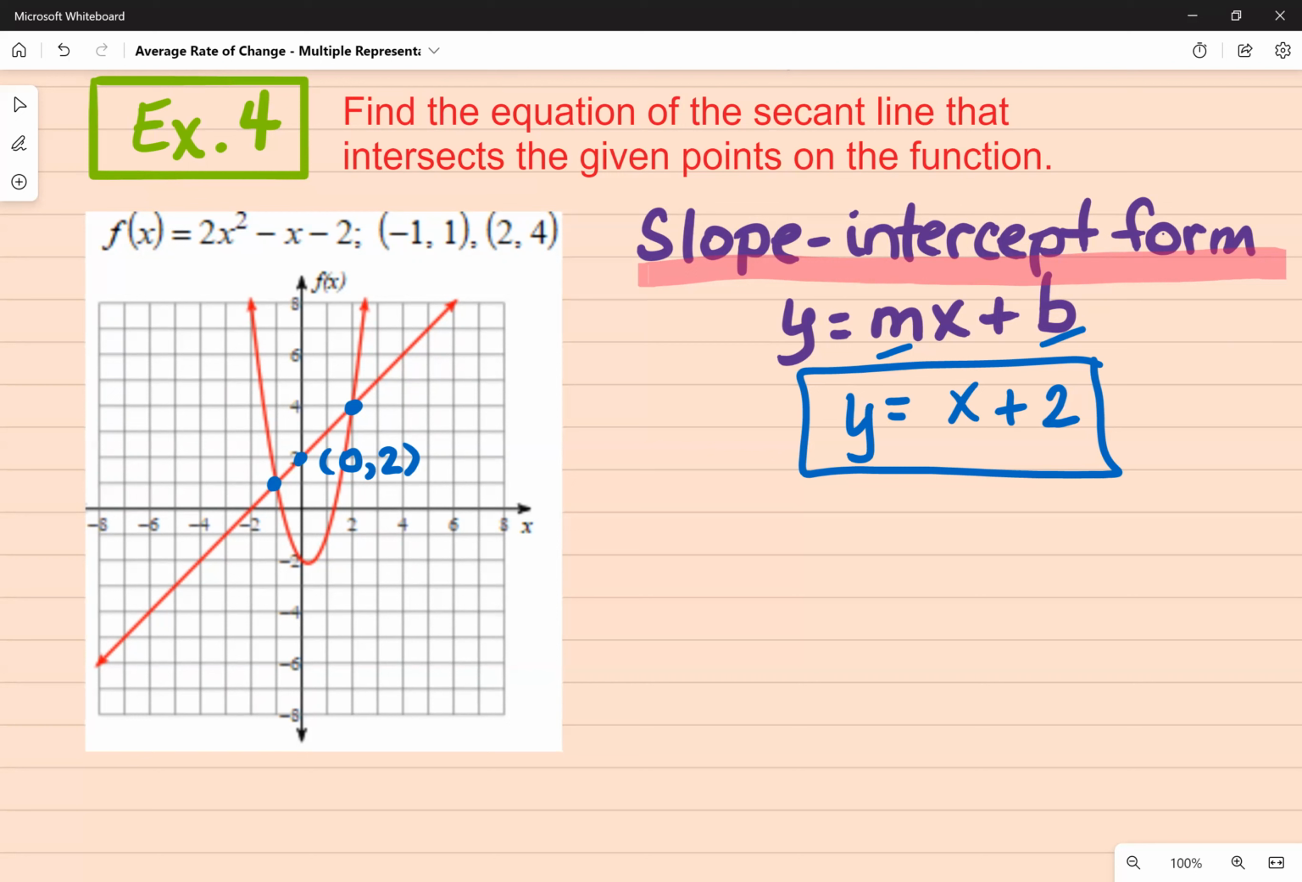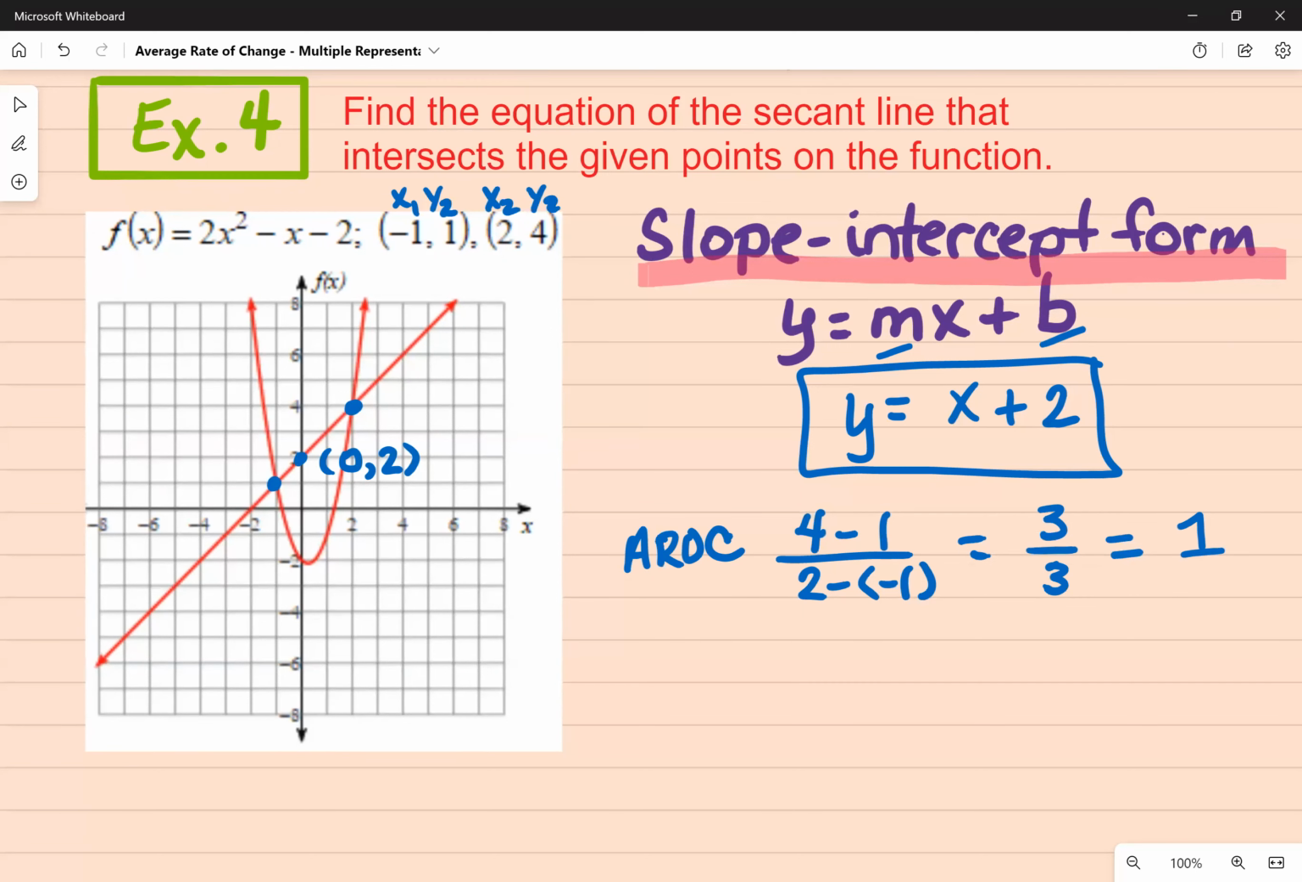But had I did the work, I would have actually labeled this x sub 1, y sub 1, x sub 2, y sub 2, and then followed my formula, and 2 minus -1, and simplify this, and that's 3 over 3. And we know a number divided by itself is simply 1. So again, that would have given me my average rate of change, or my slope, which is 1. And that's what goes here. And again, I could just look at my graph and see where my y-intercept is located and finish out my actual equation.